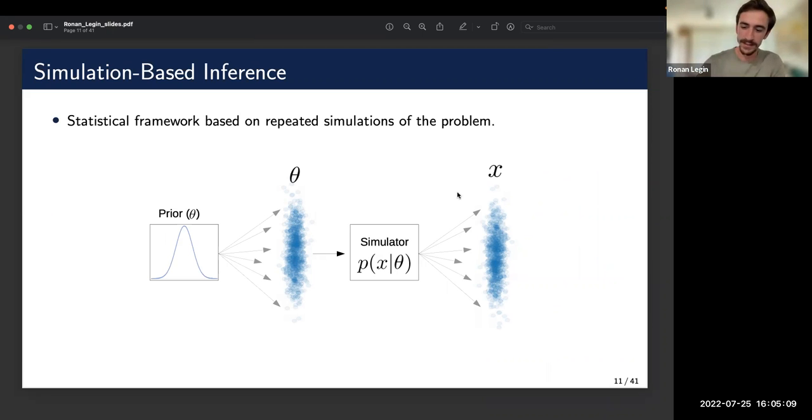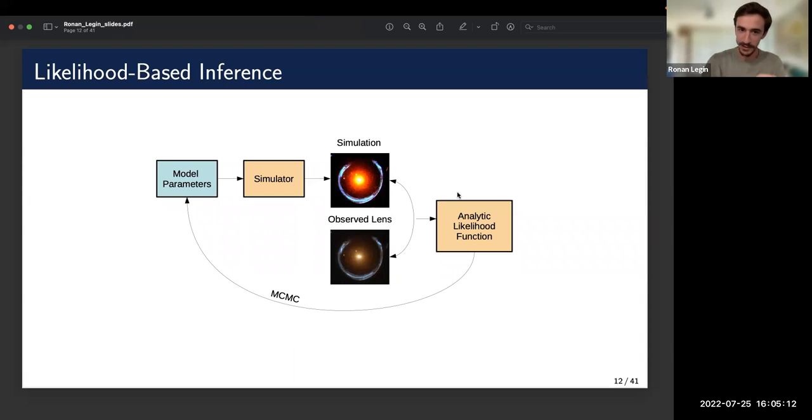And before going more into detail, I just want to go back to what we traditionally do. So we do likelihood-based inference, where you will sample strong lensing model parameters from an MCMC, run them through a simulator, and get a model for your lens. And then you compare this lens with the real lens you're interested in through an analytic likelihood function. And so there are a couple of issues with this, because it's known to be pretty computationally expensive, and the analytic likelihood function is often an approximation to the real noise and systematics in your data.